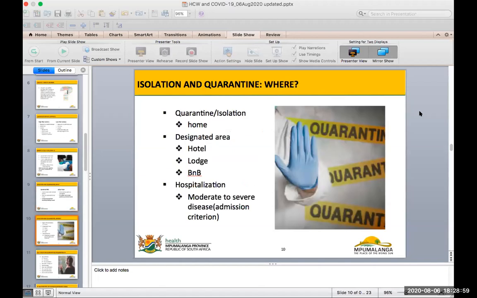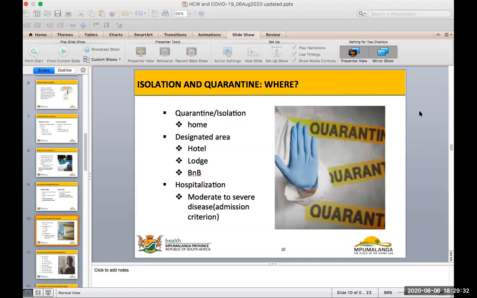So upon arrival at occupational health, if you are exposed or you are confirmed positive, you will be offered either to isolate or quarantine. If you are confirmed, it's isolation. If you are unconfirmed and tested, it's quarantine. Where can you quarantine? It's either at home, what we call self-quarantine or self-isolation, or in a designated area that your NICD and CDC will guide you to, either in a hotel, lodge, or B&B. In a case of moderate to severe disease, you may require hospitalization.